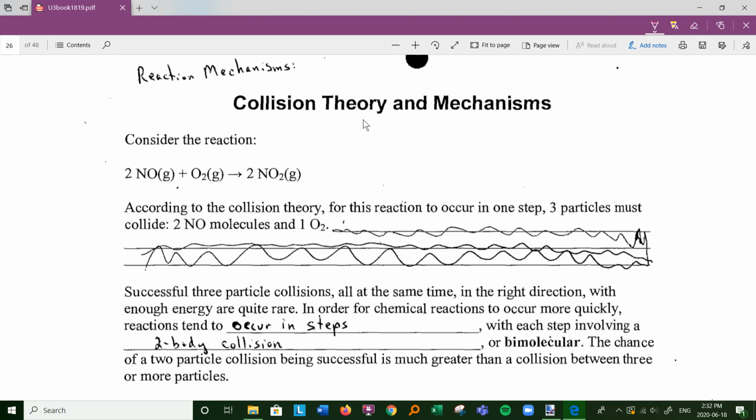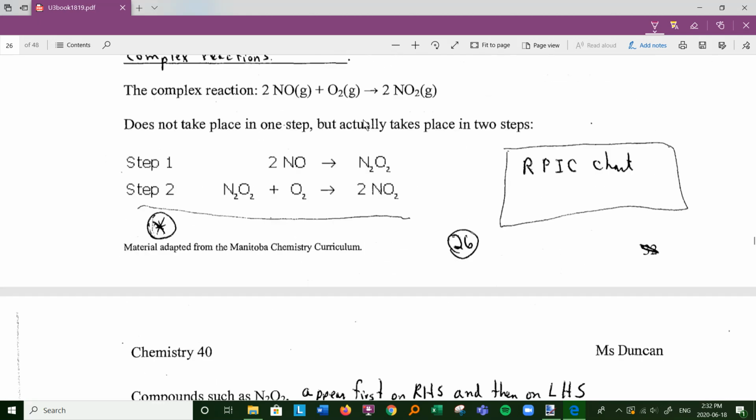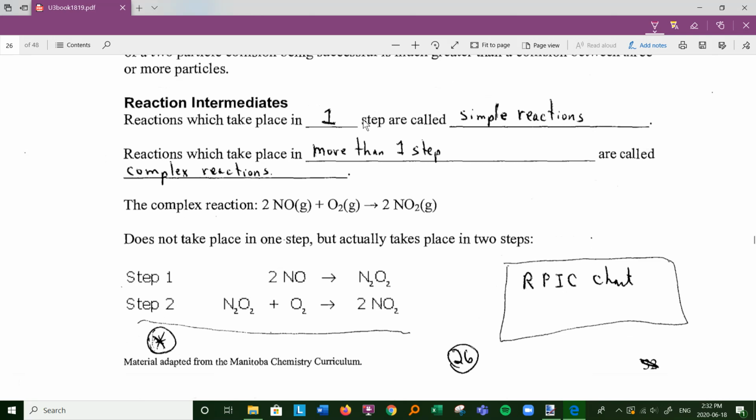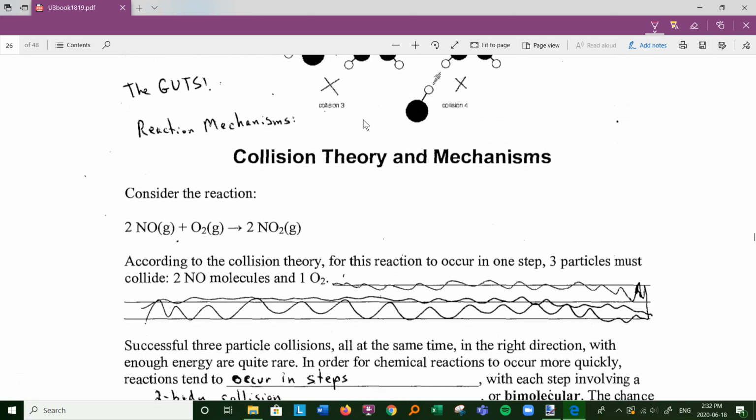So, get out your booklets, and we're on page 26. And so, what do we have here? Let's say we have a reaction, 2 molecules of nitrogen monoxide smashing into 1 molecule of oxygen to give you 2 molecules of NO2. That's our overall reaction. It might happen in one step. If it did, 3 molecules would have to hit together.